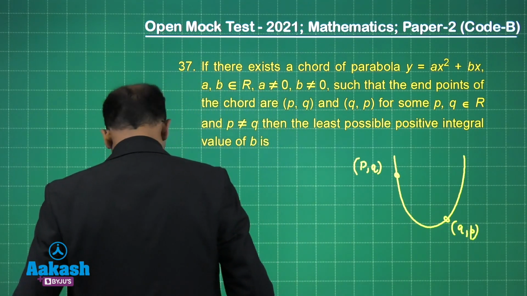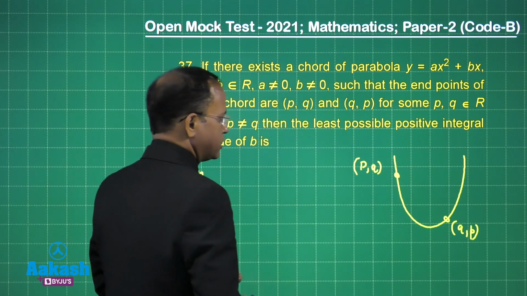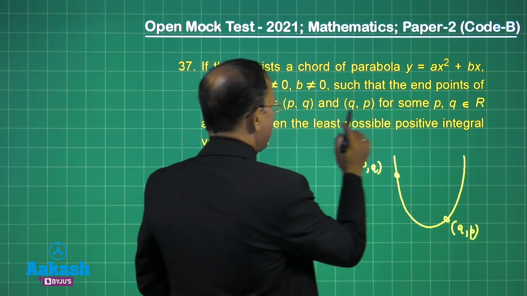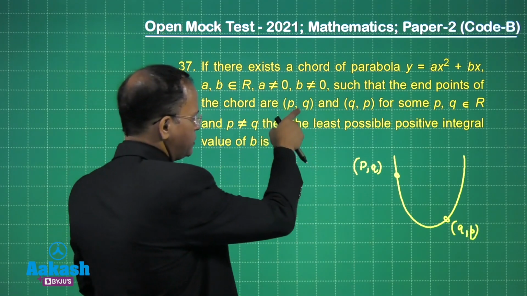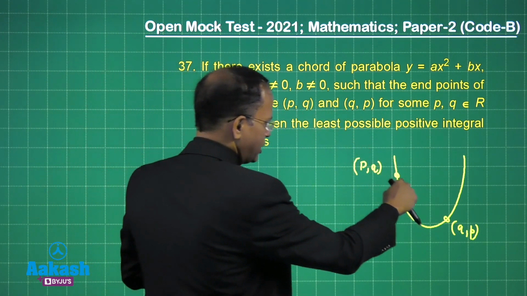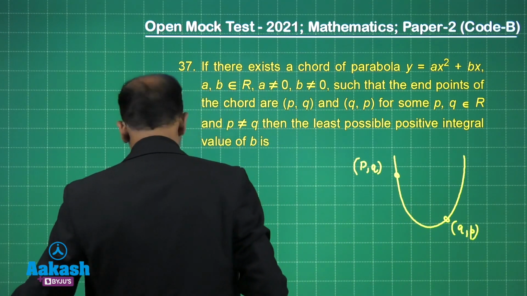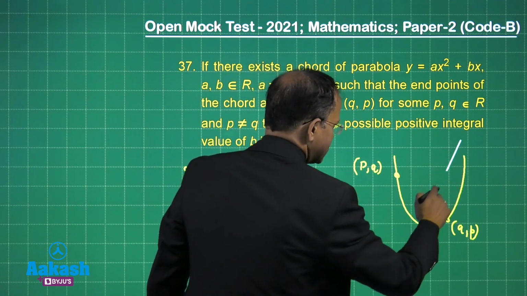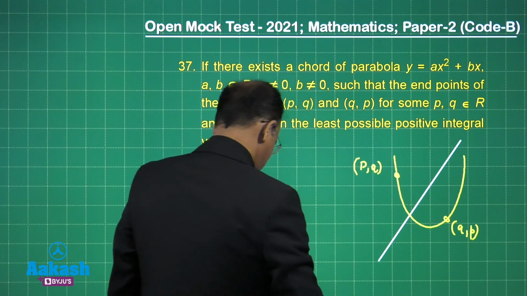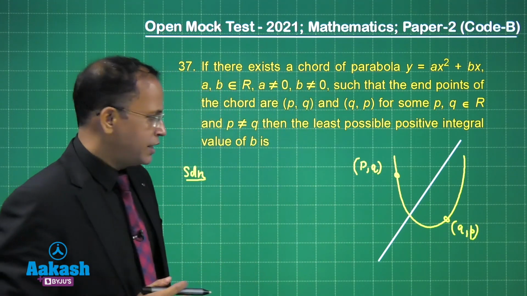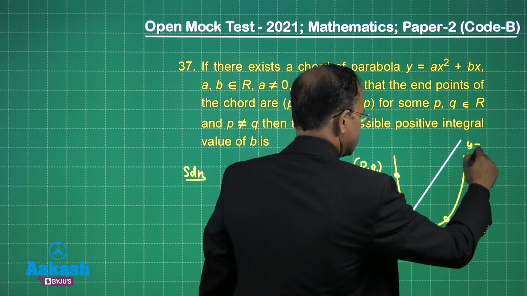Now if I talk about this chord, the interesting part is that the endpoints are (p, q) and (q, p), so there's a switch. Can you see that? So they are images of each other. On what is the mirror? The mirror line is y = x, right? So this is how it goes. This is the line I'm talking about, y = x.